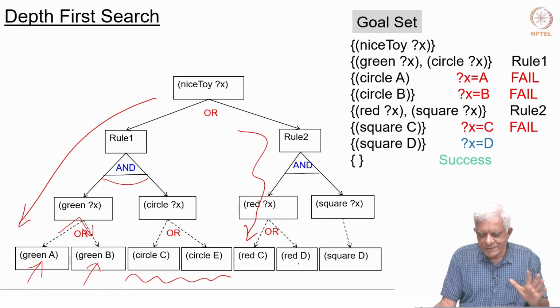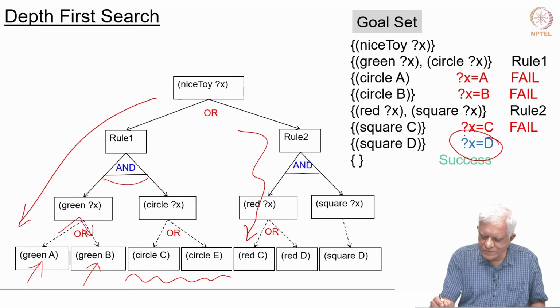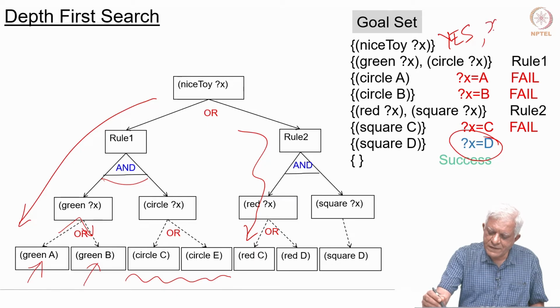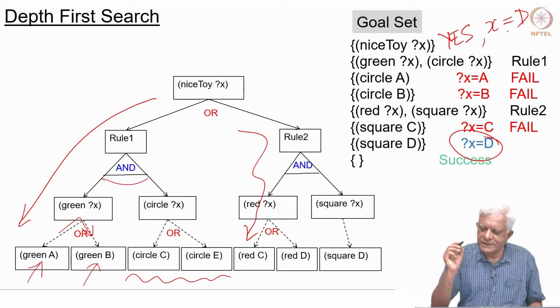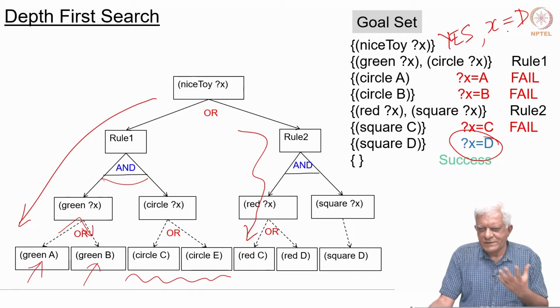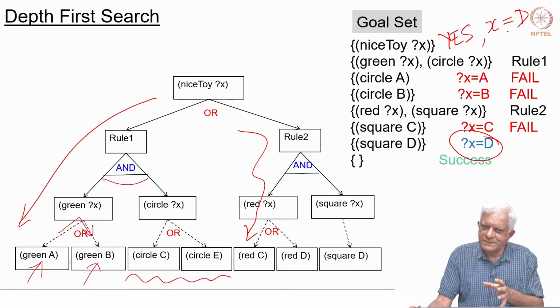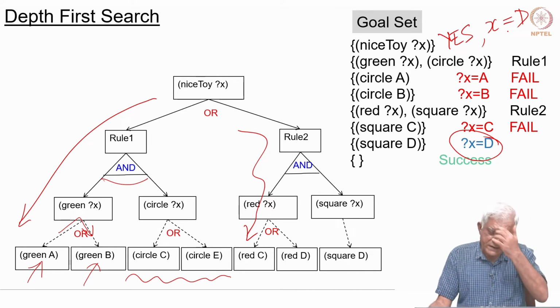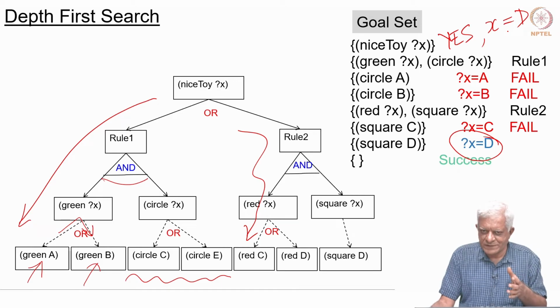So, search has succeeded, a goal set has become empty. We have found a value for x which is x equal to D, and we can say yes to this, and we can say x equal to D, that D is the toy that you are looking for. So, you can see that retrieval has been done through logical deduction, and it is the power of logic that you can do this thing.